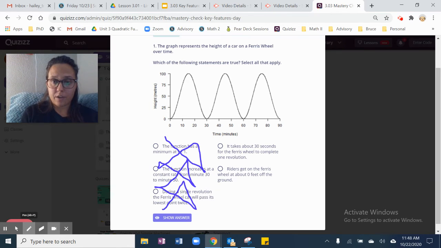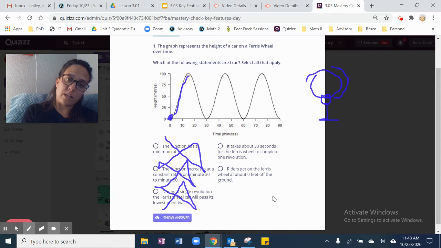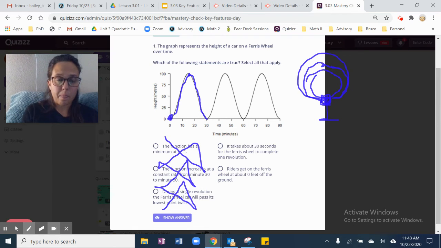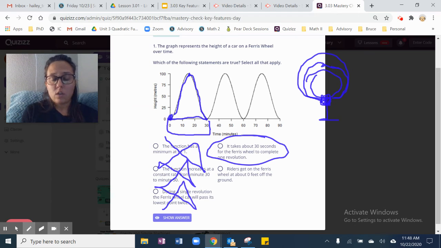It takes about 30 seconds for the Ferris wheel to complete one revolution. Well, so here's where someone's getting on, right? So here's their car, and then they go up, and that's where this is represented, and then they reach the top, right? And then they go down, and then that's where it's represented on the graph, and they finish where they started. So that's one single revolution, right? Well, it does take about 30 seconds. If we look at the time, it took about 30 seconds for that person to do one single revolution, so that is correct.